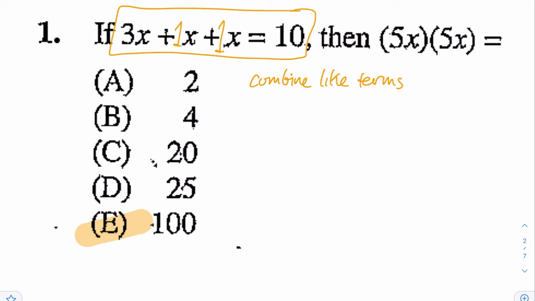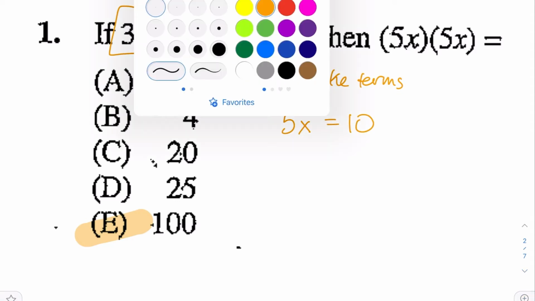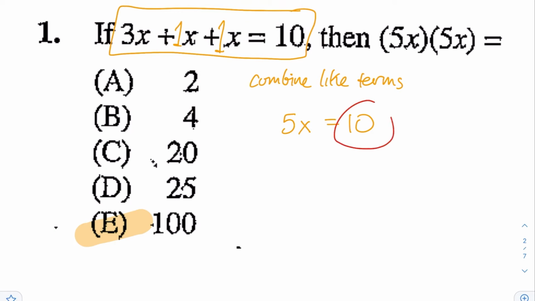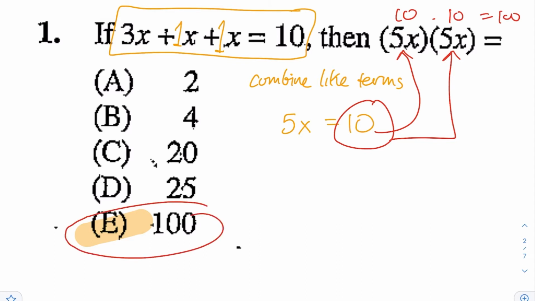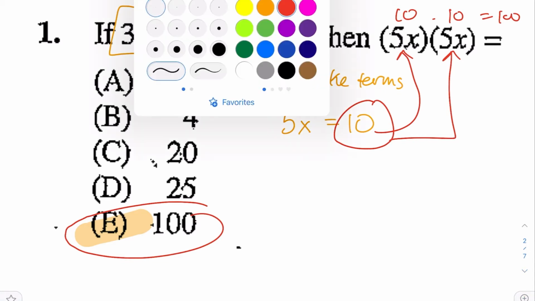When you do 3x plus 1x plus 1x, that's really just 5x. So the left side becomes 5x, which is equal to 10. And fortunately for us, 5x is what we need. You will replace both of these 5x's with the number 10. So then 5x times 5x just becomes 10 times 10, or 100. Choice E. You could also solve for x. If you do end up solving, x is equal to 2, and you can always just plug back in.